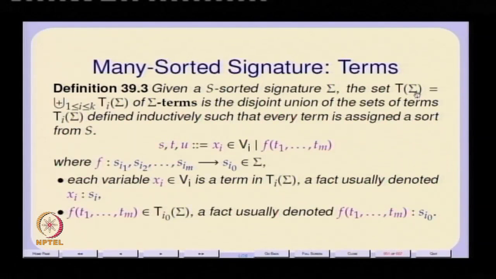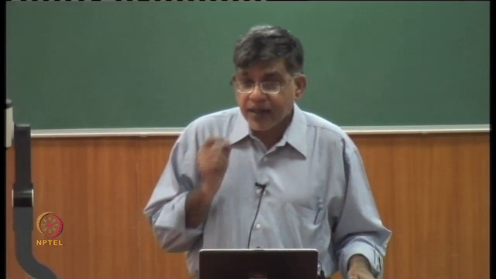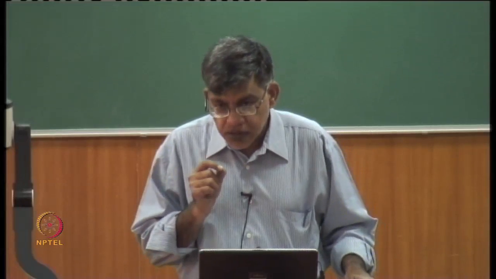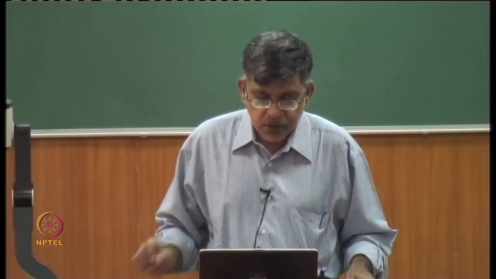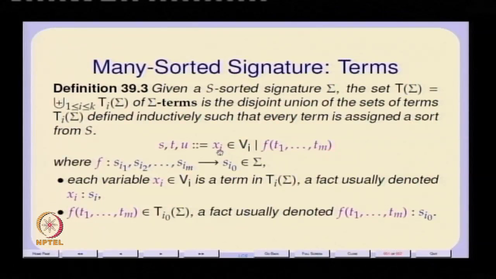So the set of terms T sigma is the disjoint union of all possible terms which are being classified into sorts. So every term in our term algebra now has a sort associated with it, and that sort is one of those sorts taken from the set S. So for example, each variable xi belonging to the variable set Vi is of sort Si, right.